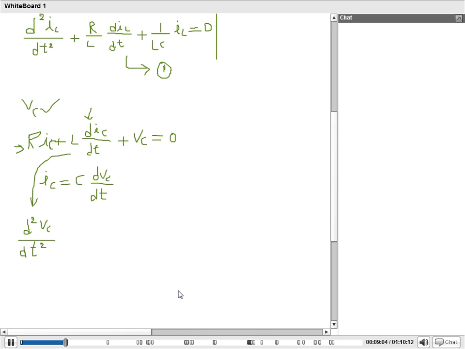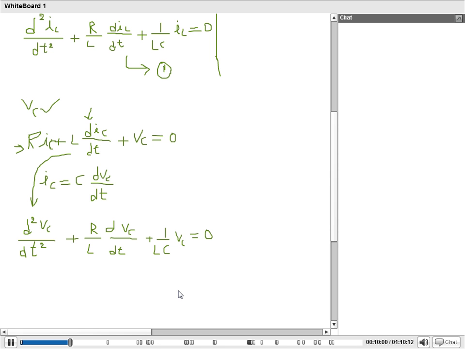If we substitute C into dVc by dt here and divide with LC, so plus, not C by L, right? You're dividing by L and C, so R should be in the numerator. So R divided by LC. Correct, R by L, C gets cancelled. So R by L dVc by dt, and here also we are dividing with LC, so plus 1 by LC Vc is equal to 0.